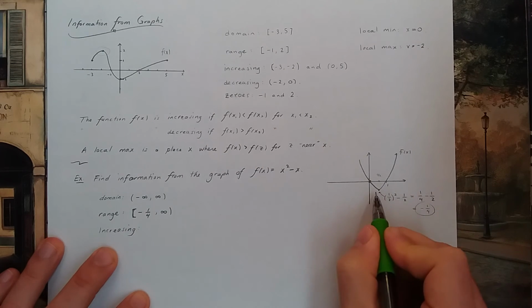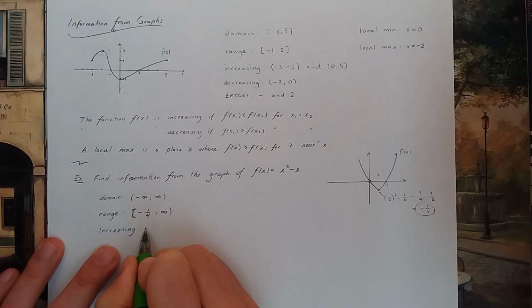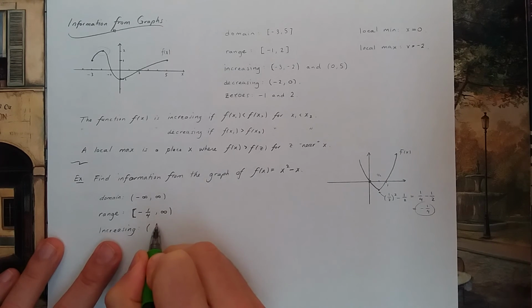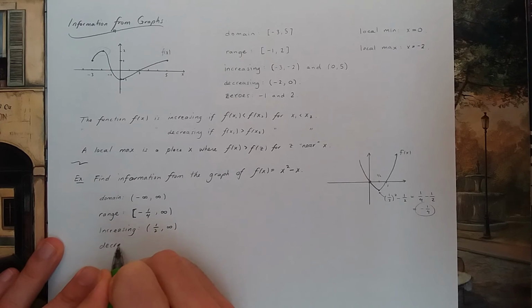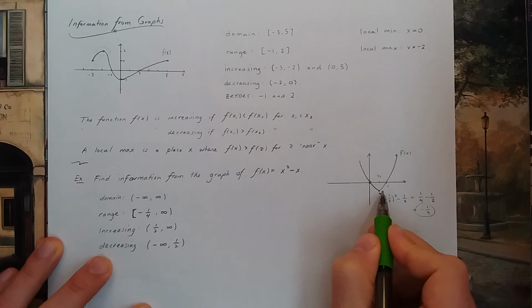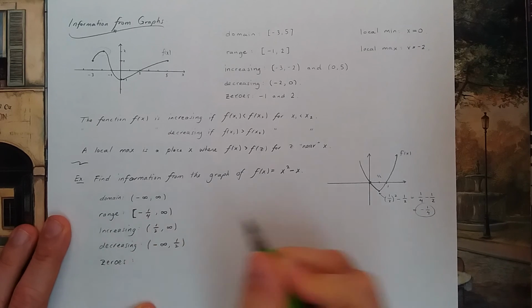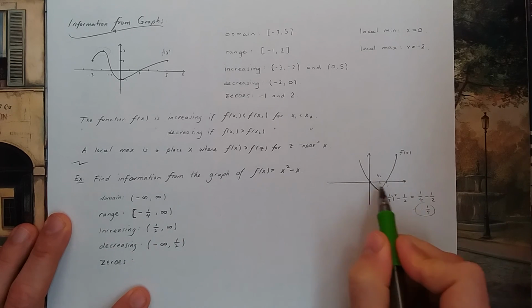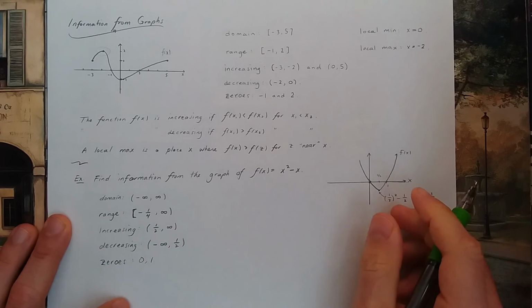Where is this function increasing? Well, the function is increasing every value past 1/2. So I'm going to say 1/2 to infinity. And where is it decreasing? Well, it's decreasing on values up to 1/2, going down here. Where are there zeros? Well, there are zeros at 0 and 1. That's where I touch the x-axis.